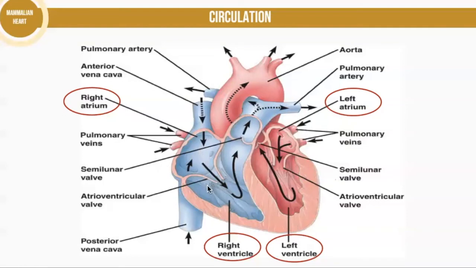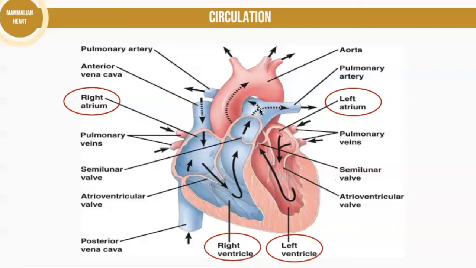Now, here in the right ventricle, blood will move to the pulmonary arteries. Again, from this chamber, from the right ventricle, blood will move to the pulmonary arteries.